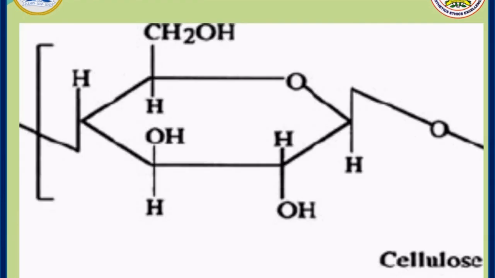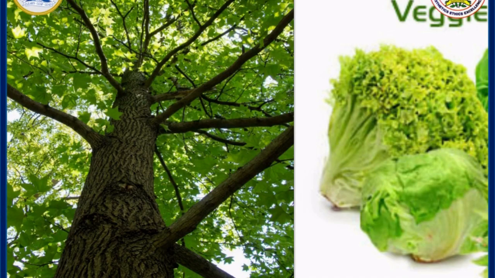This is a part of the structure of cellulose. Here we can see the disaccharide of cellulose is cellobiose. Here we can see the two glucose units linked by beta linkage. As cellulose is not digested in our body because we lack the enzyme cellulase, it forms a fiber in our diet.